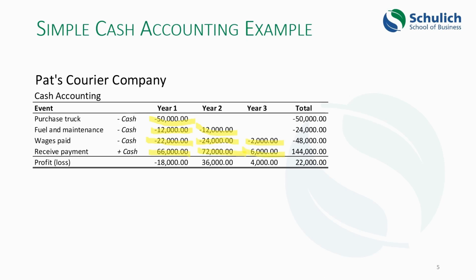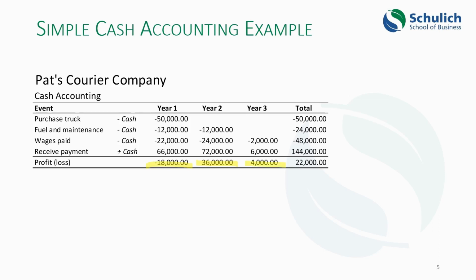This is all the cash going out and all the cash coming in. And what does this leave us with? The interesting thing here, of course, is that you have a very imbalanced view of the profitability of the company. If you look at the totals in the first year, it looks like Pat lost $18,000. In the second year, had a profit of $36,000. And then third year, without doing anything, without lifting a finger, has a profit of $4,000.